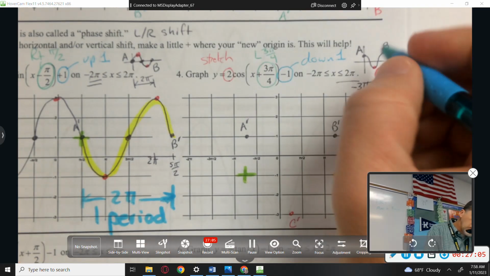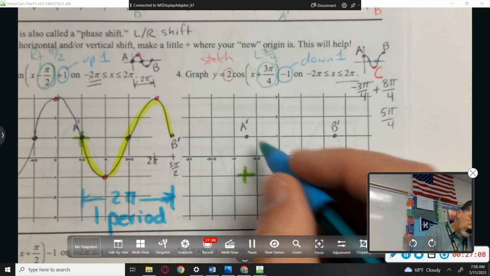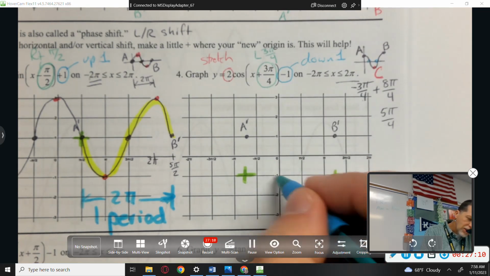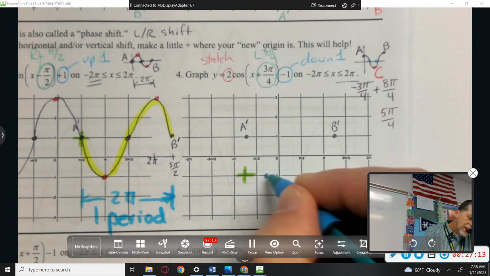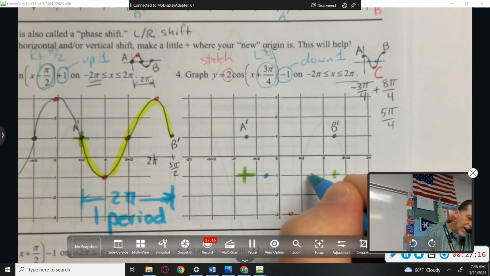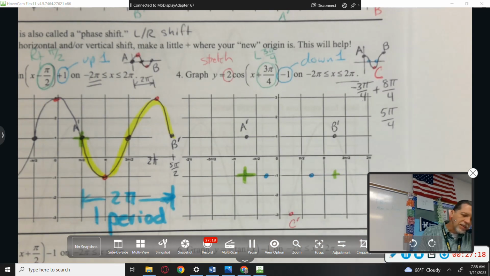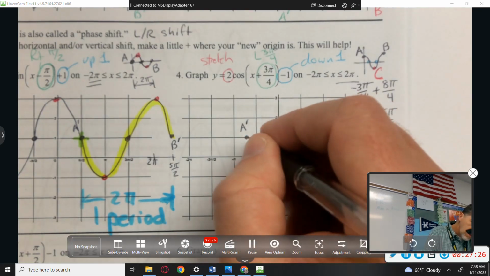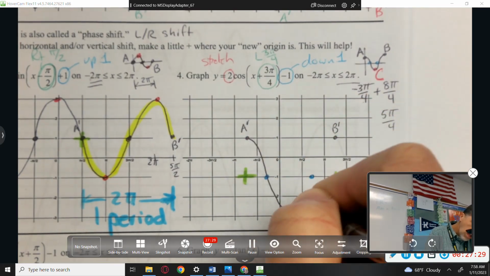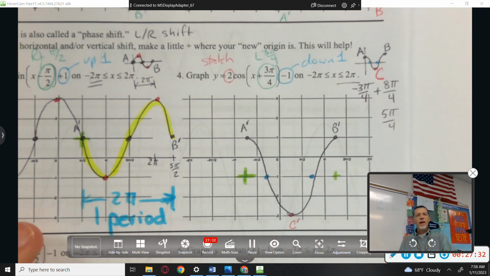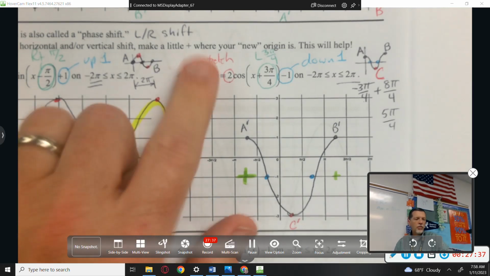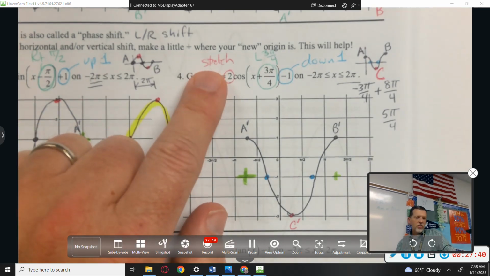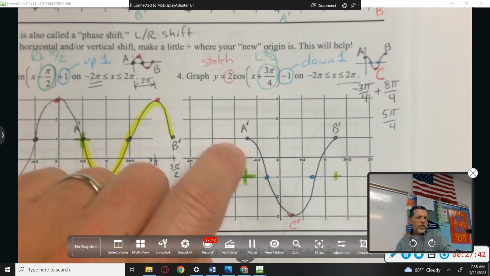And then my zeros, well, they're halfway between the max and the min, so they are on the midline. Man, this is a weird one because the points aren't at grid intersections. But there's my cosine graph. And again, once you draw the first one in, check it against what you said would happen. Stretched, yep. Left 3 pi over 4, down 1, yes.